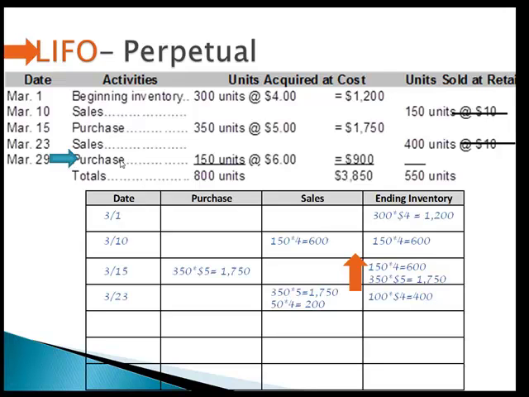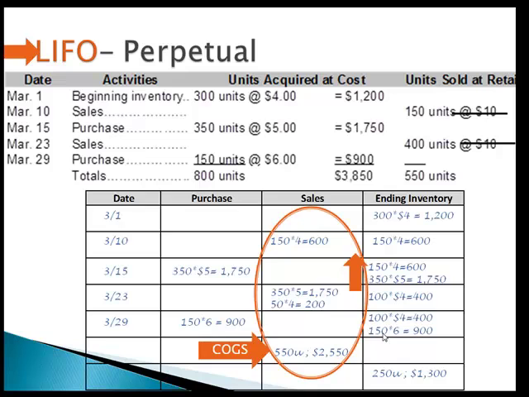Okay, on the 29th, I make another purchase. I plug that in. And again, 2 tiers of inventory. I write my old inventory balance plus add in my new. If I were to sell again, let's say I were to sell 100 units, it would come from this bottom tier. Last in, first out. Okay, I can go ahead and calculate my totals now.